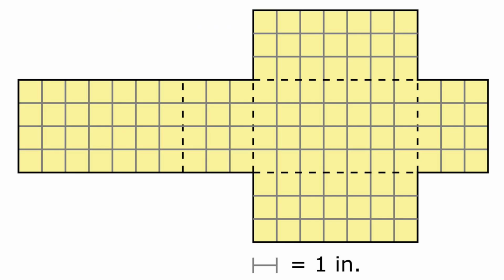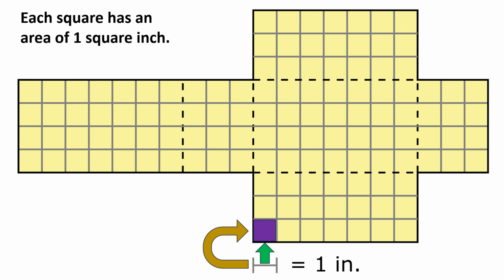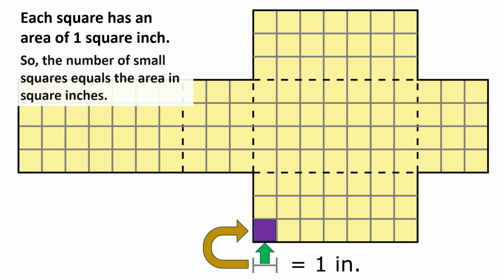First, we need to know the value of each square. This key tells us that 1 inch equals this distance. That means that each square is 1 inch wide. And it also means that each square is 1 inch high. That tells us that each square has an area of 1 square inch. So, the number of small squares equals the area in square inches.